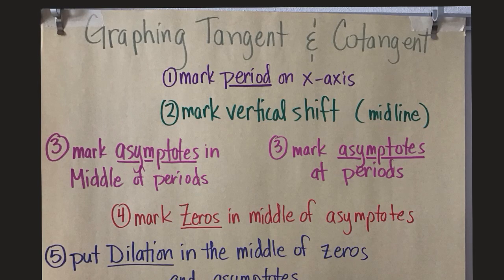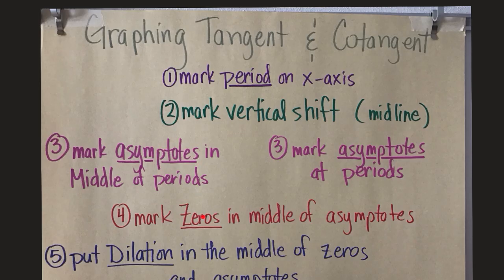This is a poster that I keep up in my room to help my students remember how to graph tans and cotans. We're not going to do any calculations except for finding your period. We do the period first, and then the vertical shift, and then if we're graphing tan, we put the asymptotes in the middle of the period that you marked, and if we're graphing cotan, you put the asymptotes on the periods. So tan goes in between, and cotan goes on.